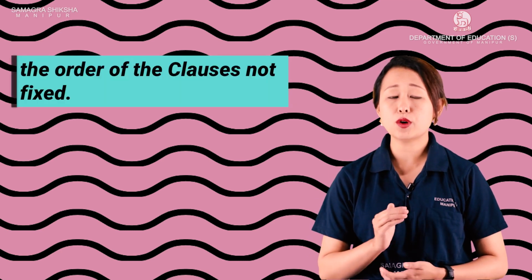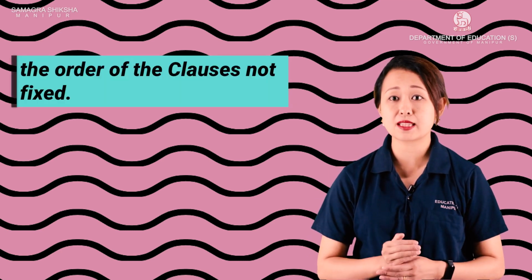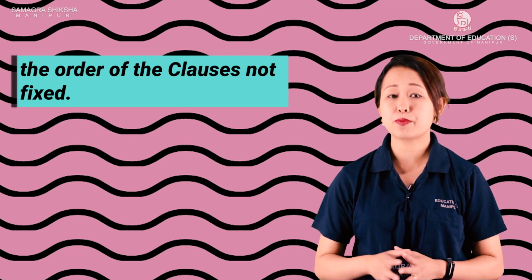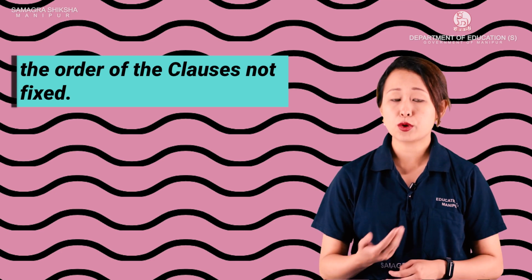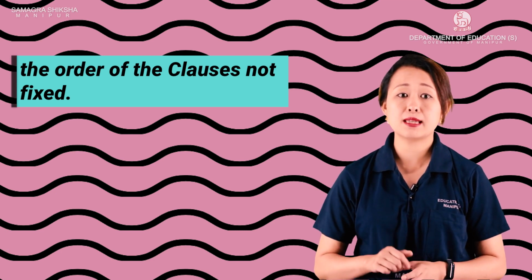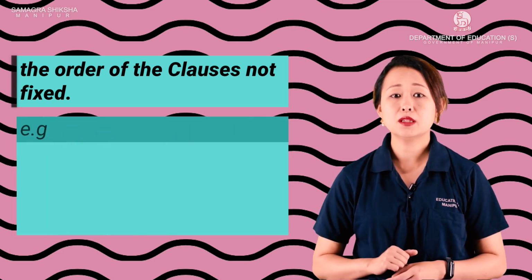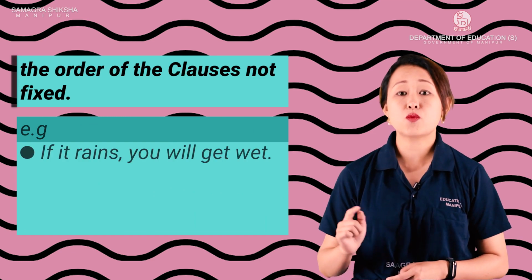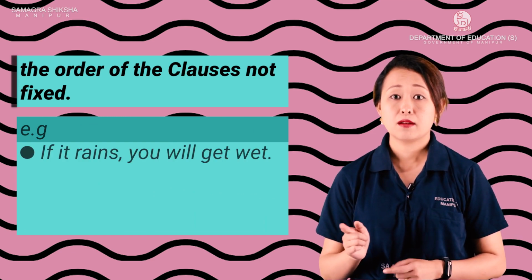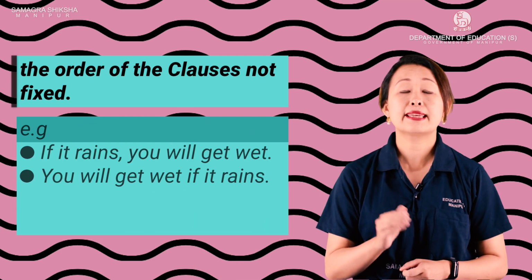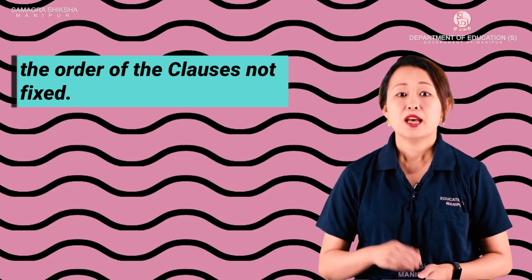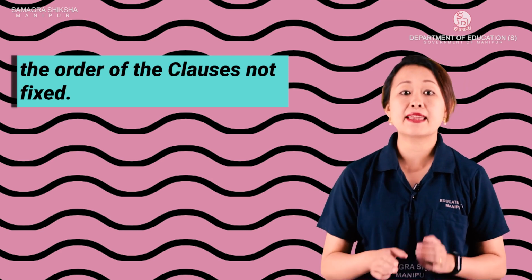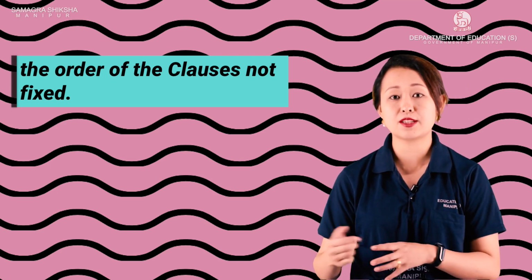Now, in all conditional sentences, the order of the if clause is not fixed. You may have to rearrange the pronouns and adjust punctuation when you change the order of the clauses, but the meaning is identical. For example, if it rains, you will get wet. You can also say, you will get wet if it rains. The order can be exchanged. You can put the main clause first and then the if clause later.